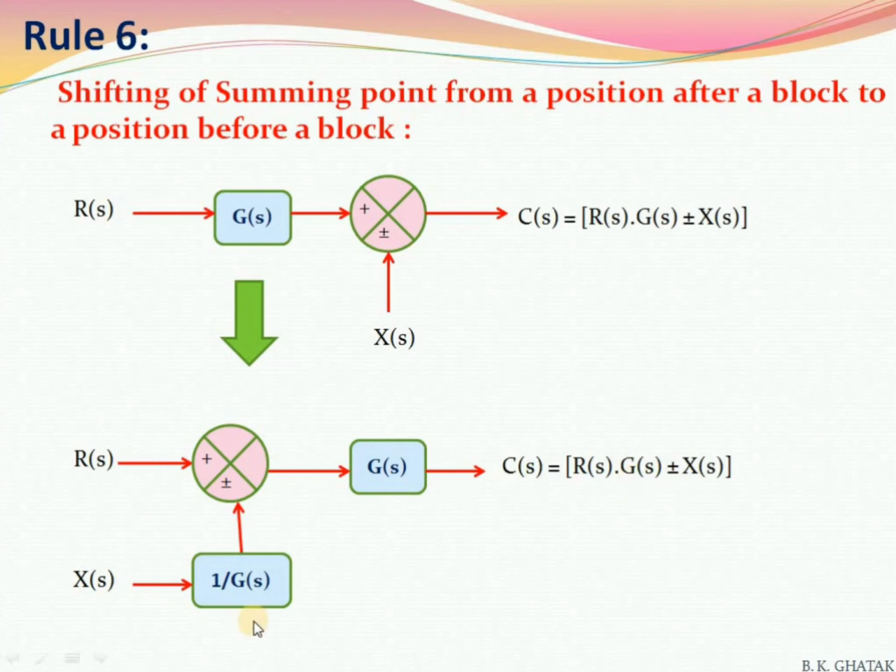So we put a block here termed as 1 by GS. So the function here is XS into 1 by GS. So here the output of the summing point should be RS plus minus XS by GS, and that should be totally multiplied with GS. Clear? And the final output should be CS is equal to RS into GS plus minus XS. So this diagram and these diagrams are both similar.